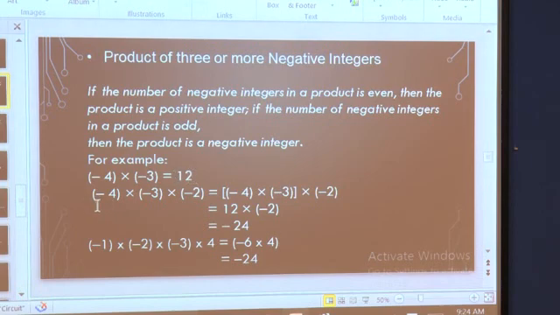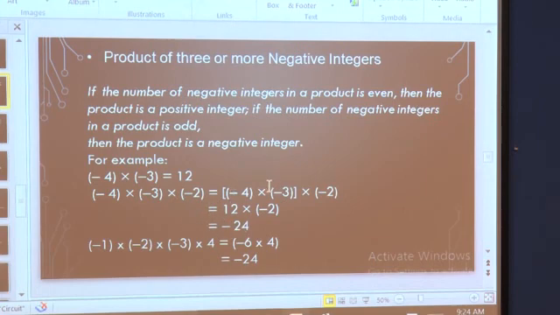So here -4 multiplied by -3 multiplied by -2 is equal to, what? Negative integers are multiplied 3 times. What will be the answer here? Yes, everyone is right, because I told you odd number, this is 1, 2 and 3 times we are multiplying the integers. So the answer will be negative.